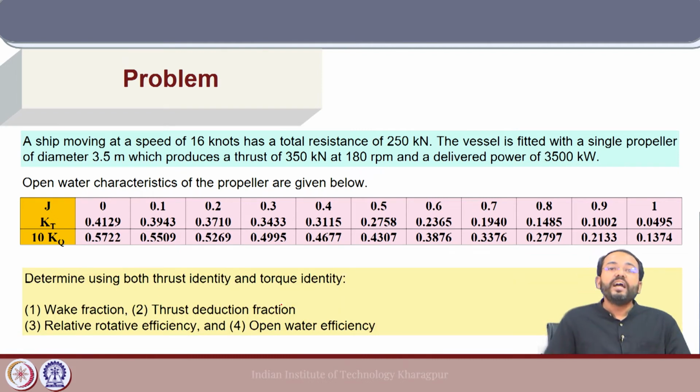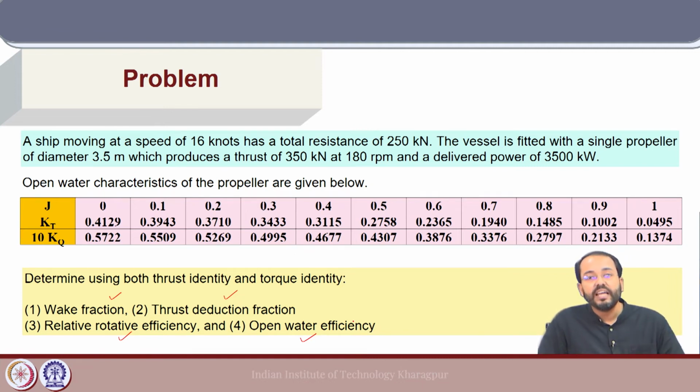Finally, we are asked to calculate the propulsion coefficients: the wake fraction, thrust deduction fraction, relative rotative efficiency and open water efficiency. What we have learnt in the Hull-Propeller interaction part, we will be using those expressions and techniques to work out this problem and calculate the propulsion coefficients.